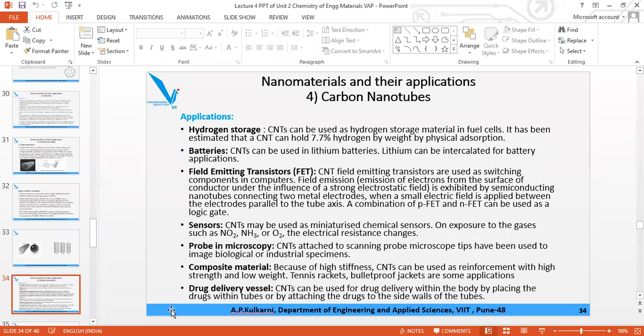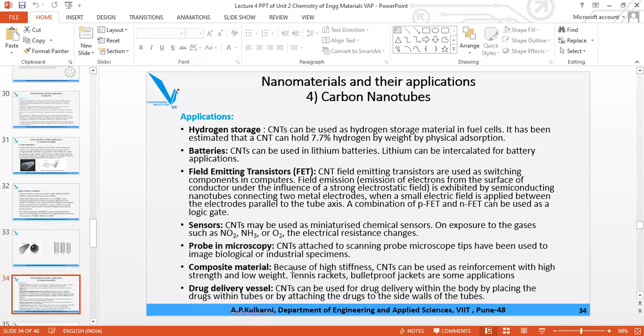Then it is used as sensors for gas detection purposes. Mainly it can be used as a chemical sensor to sense the presence of certain chemicals, or to sense the presence of gas leakage, etc. Then it is used as a probe in microscopy. In scanning microscopes, it can be used as a probe to image biological or industrial specimens.